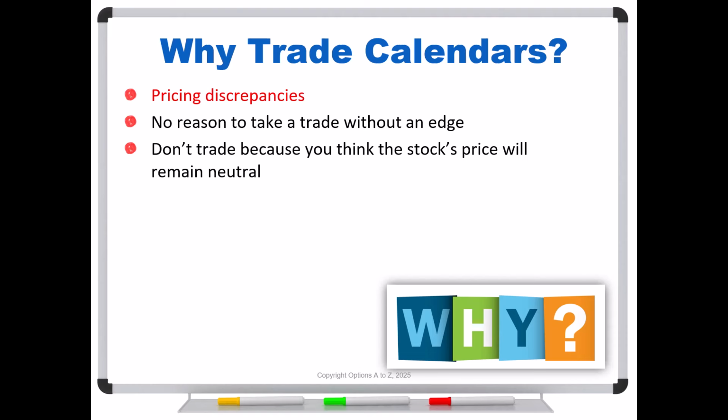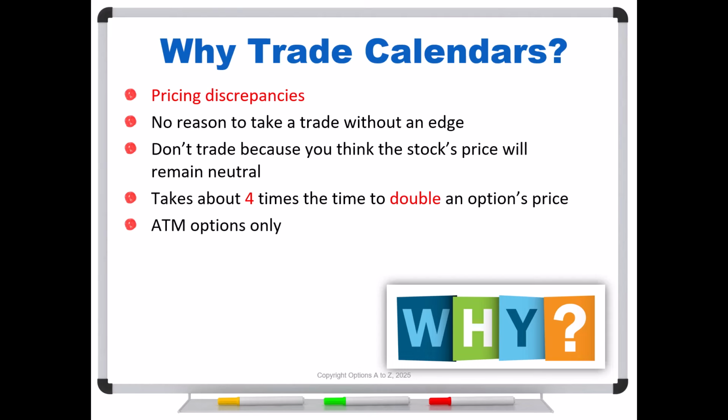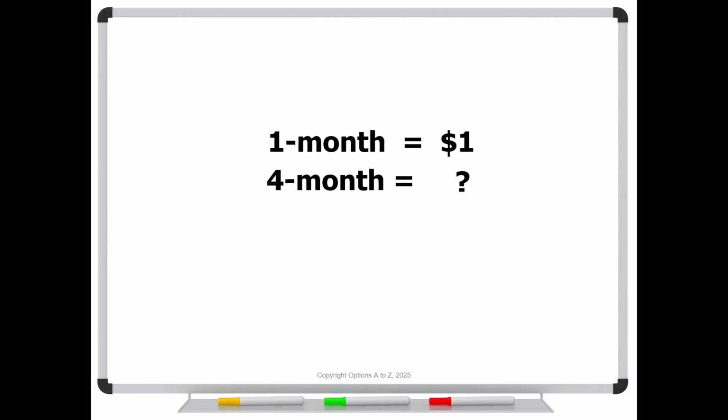So to understand the reason for trading a calendar, remember we have to go back to one of our pricing principles, this square root pricing rule, and that it takes about 4 times the amount of time to double an option's price. And this applies to at-the-money options only. And that's what we're generally dealing with in a calendar spread. So for example, if the 1-month option is trading for $1, what's the 4-month option worth? Well, a lot of traders think it would be 4 times that, or $4, and it's not. The way we figure it out is we say, well, how much more time is this second option compared to the first?